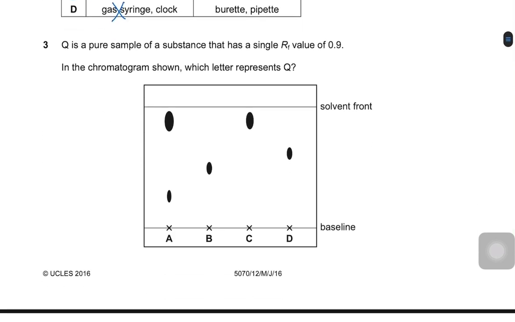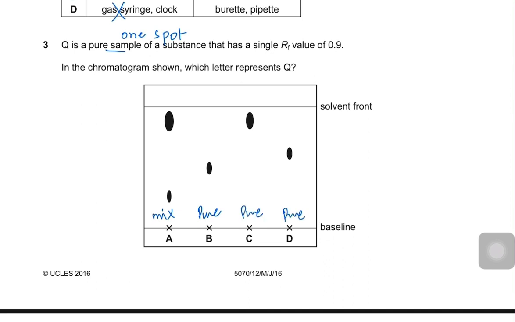Question 3 says, Q is a pure sample of substance that has a single RF value 0.9. In the chromatogram shown, which letter represents Q? So it's a pure sample. It means on the chromatogram it should give you only one spot. So A is a mixture because it has 2 spots. B is pure. C is also pure.